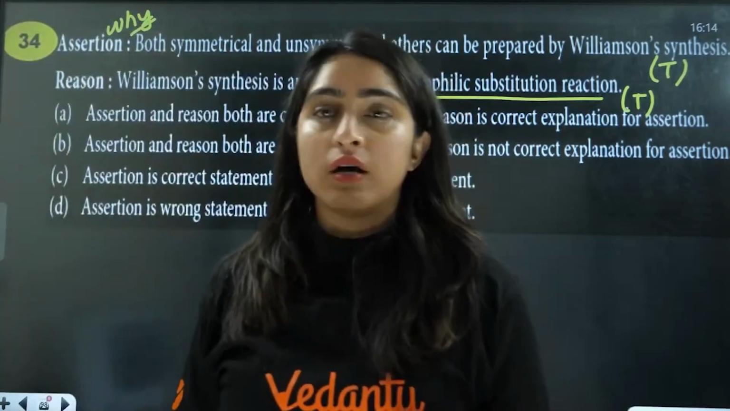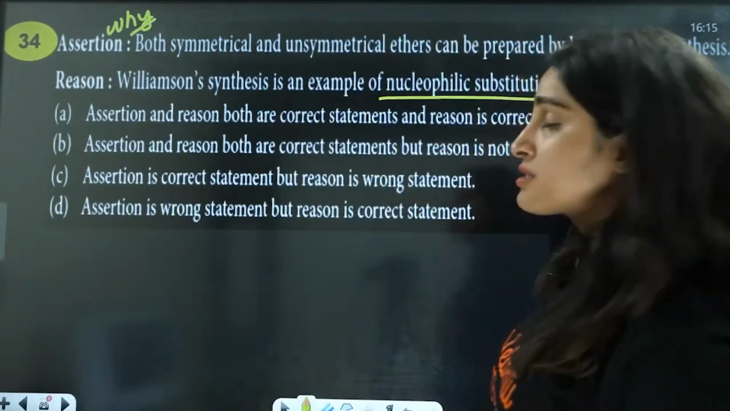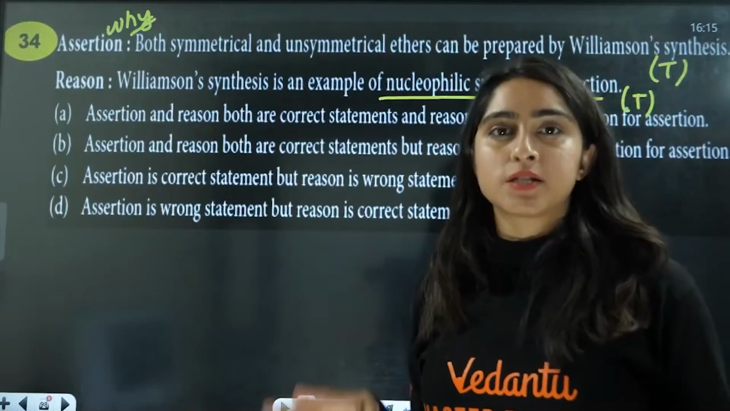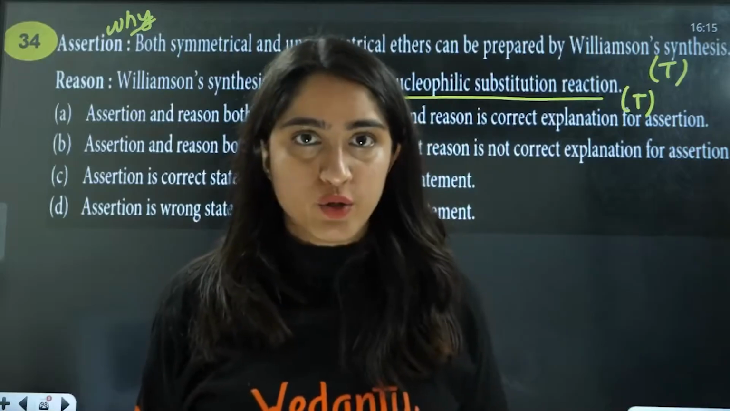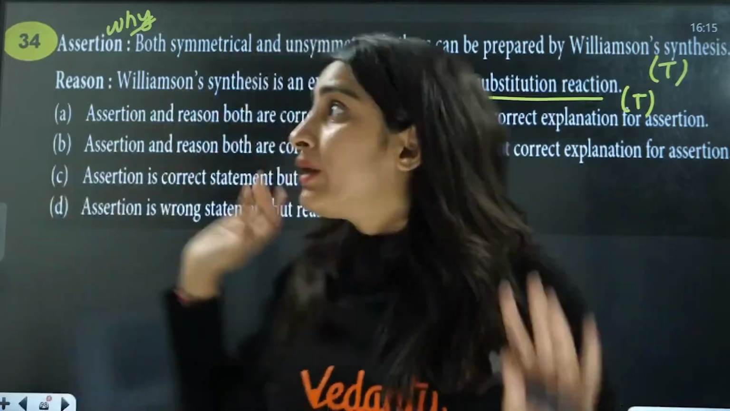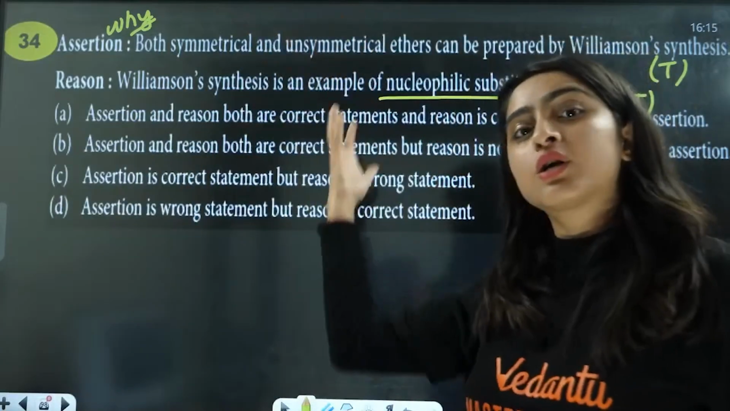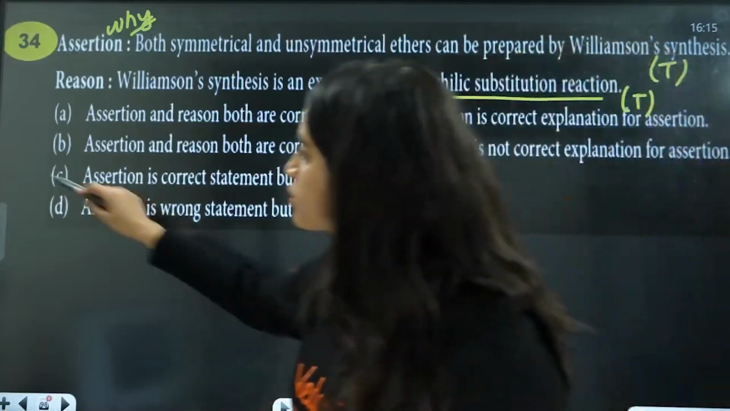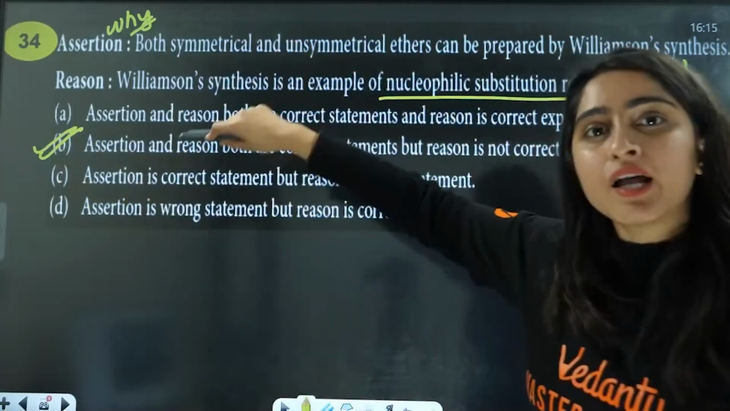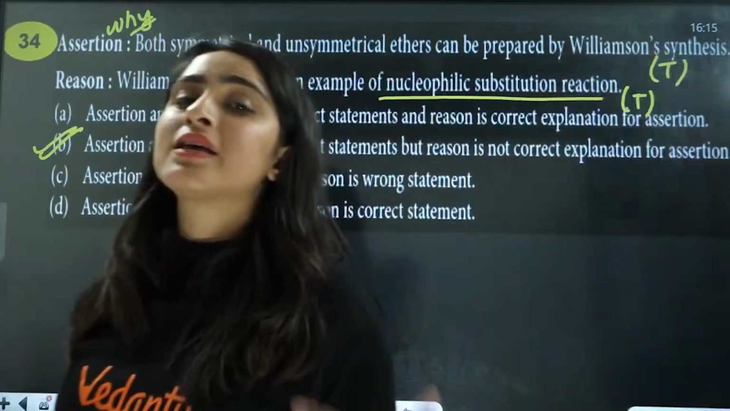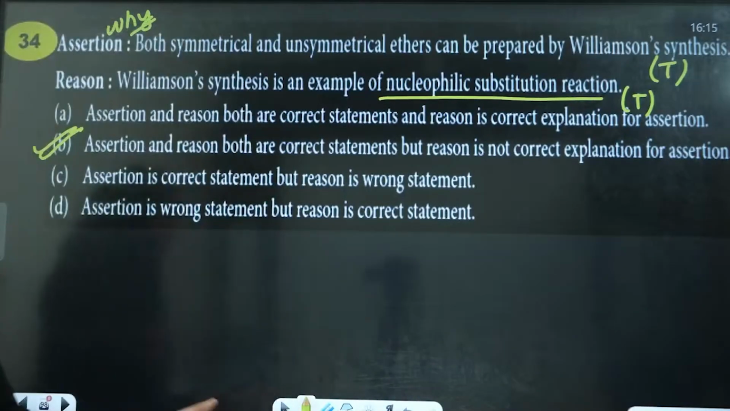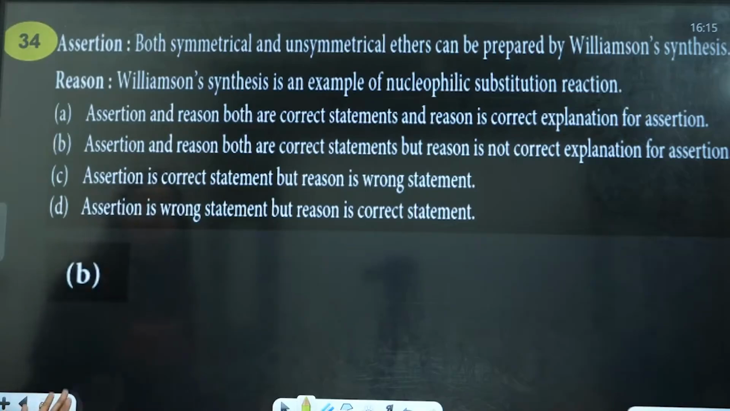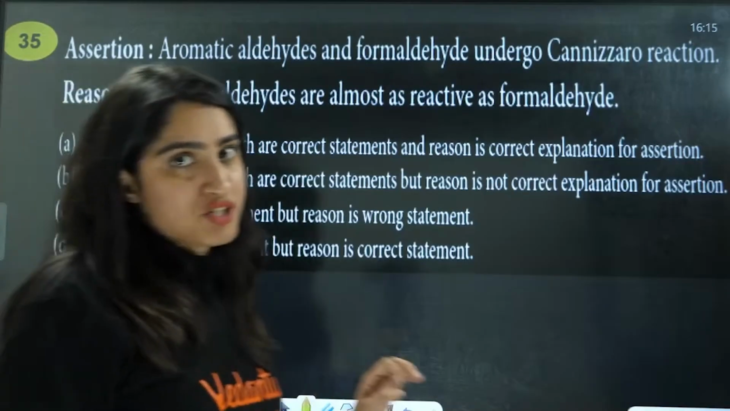In Williamson synthesis we are able to form symmetrical and unsymmetrical ethers because of different alkyl groups and different alkoxide groups. But this is not the reason, because it is a nucleophilic attack. Both statements are correct, but the reason is not in support of the assertion. It is not the explanation here. Next, you have just 6 questions left.